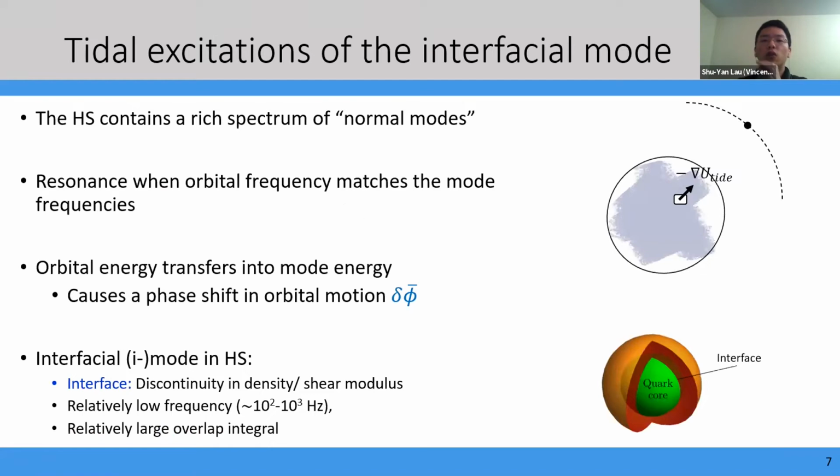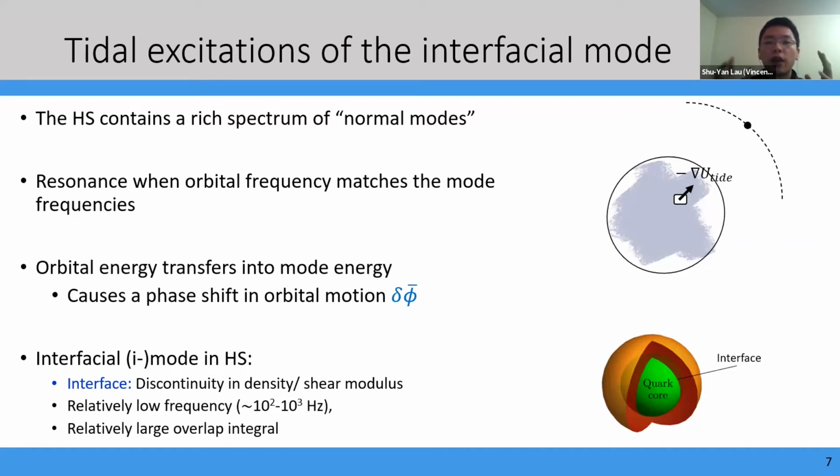All right. So up to this point, I've described how we construct our EOS model and how we construct our background model. And now we want to look at how this model can give us some detectable signal in the gravitational waveform. As we all know, a hybrid star or a typical neutron star consists of a rich spectrum of normal modes. Something like a coupled spring mass system, the normal modes are natural frequencies that depend on the spring constant and the masses of the system.